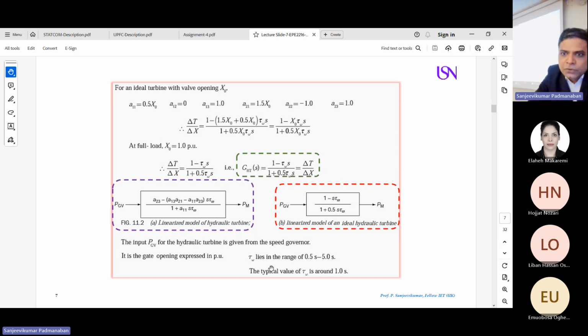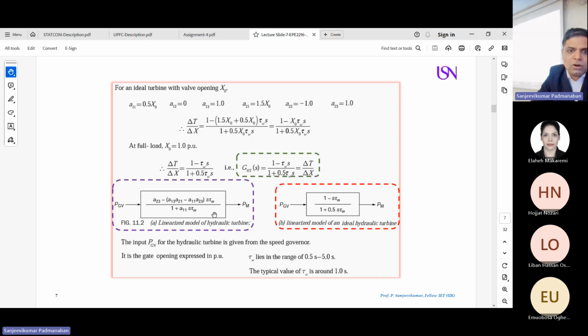So for example, how can you fix this value? This value ranges between 0.5 seconds and 5 seconds. It varies and depends on your turbine. The limited value is 0.5 second to 5 seconds. The typical value you have to use is 1 second. So I have 1 second. I designed the model for my turbine, which is ideal.